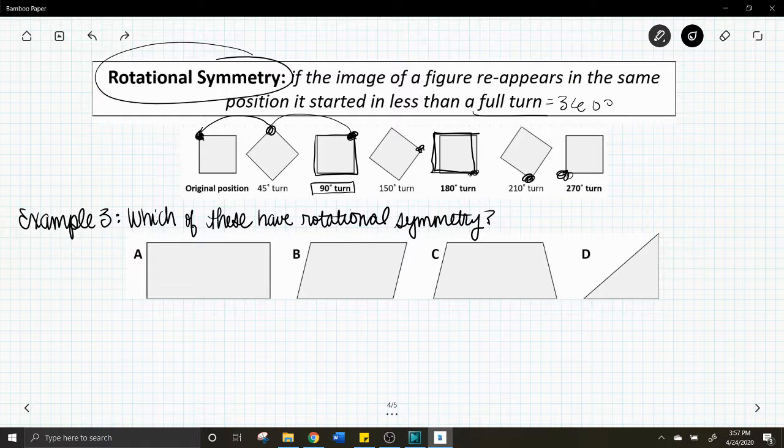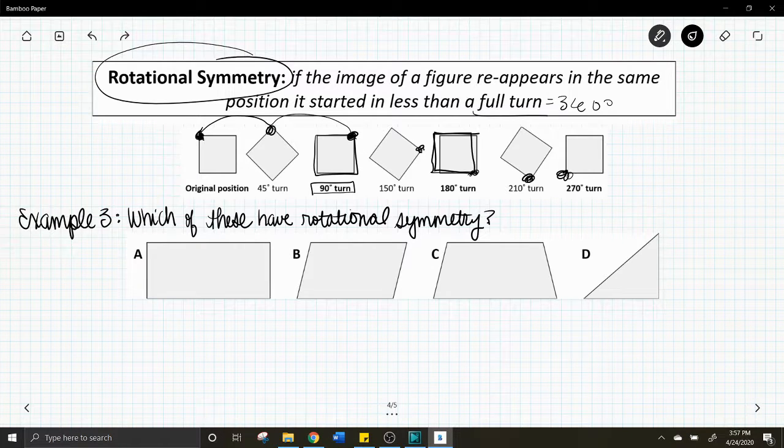Which of these has rotational symmetry? So if you could pick that rectangle up, if you could start turning it, would it get back to this original looking position before 360 degrees? So take a moment and do that with all four of those just in your minds and see if you could get back to the original position before you turn 360 degrees.